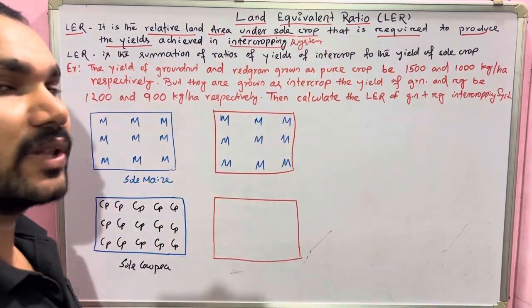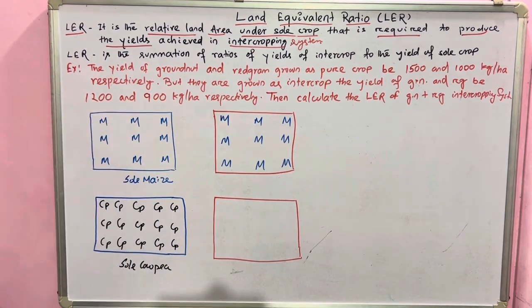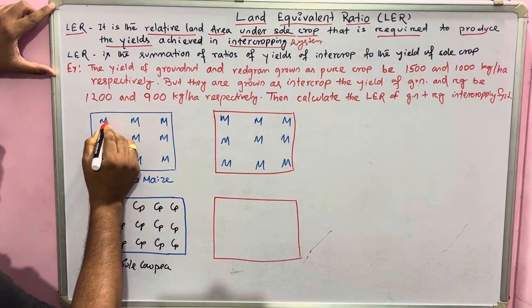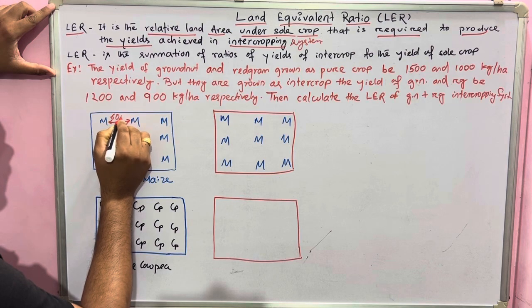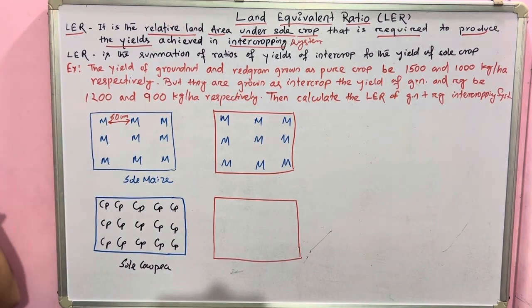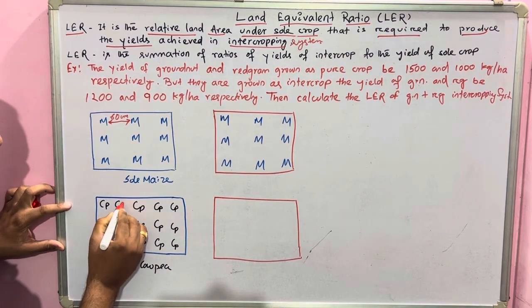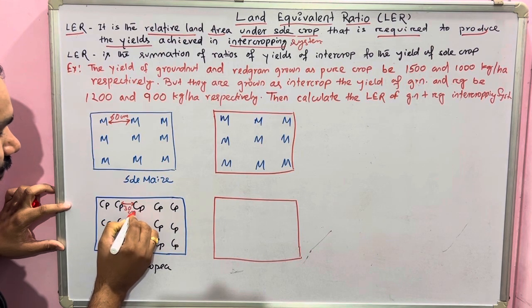So let us come to the concept. Suppose here we are having sole maize crop. For example, the maize to maize distance, the row to row spacing, is 60 centimeter. This is sole maize crop. Suppose this is sole cowpea crop and cowpea to cowpea distance is 30 centimeter.